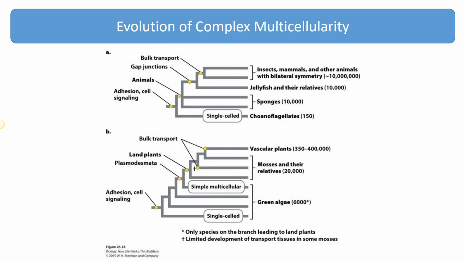In these two figures, when we compare the evolutionary paths of animals and land plants, we can see that the first characteristic to develop with the furthest back common ancestor is adhesion and cell signaling in both lineages. We also see next the development of communication mechanisms. In animals, that includes the gap junctions, and in land plants, that's plasmodesmata. The next characteristic to develop is bulk transport. In animals, this occurred at one point. In the case with plants, we can see that bulk transport evolved two separate times.